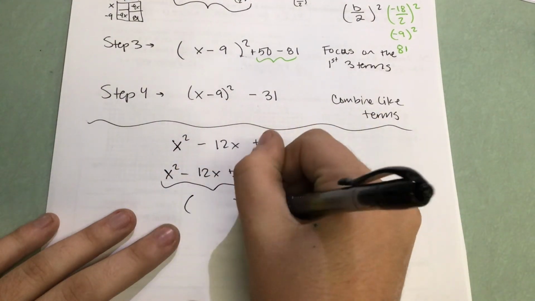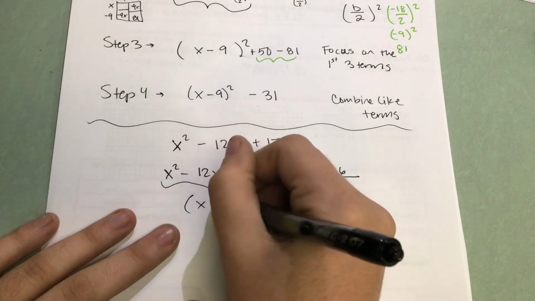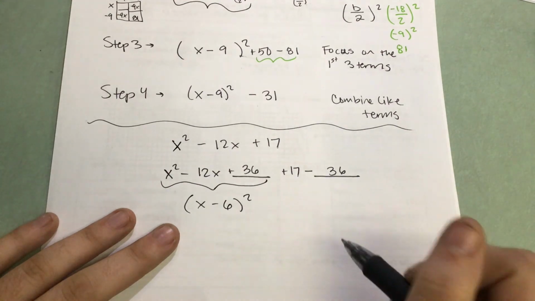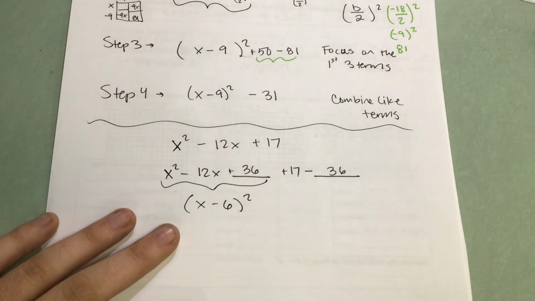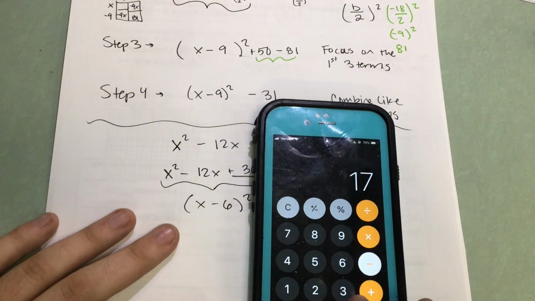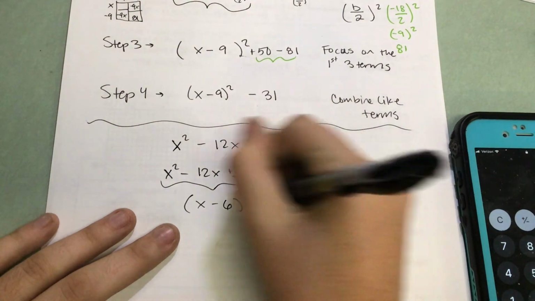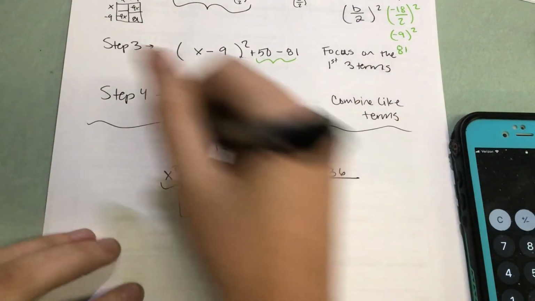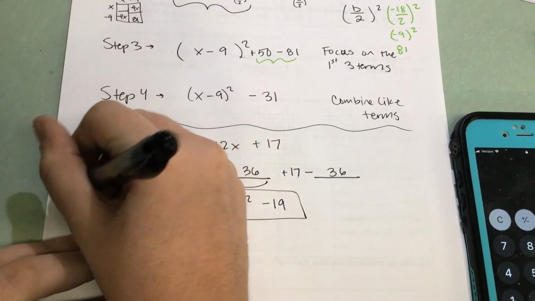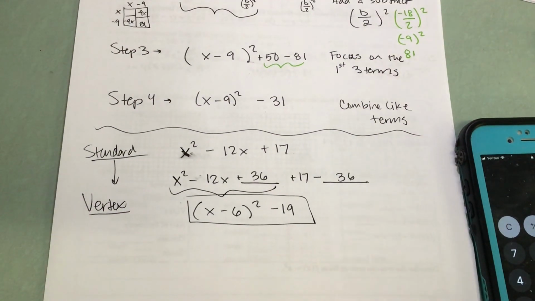Focusing on this, it's half of this term, so it's x minus 6. And then I would combine these terms. So 17 minus 36, you can get a calculator if you don't want to do that in your head. 17 minus 36, -19. And I'm done. So I went from standard form to vertex form by means of completing the square. The end.